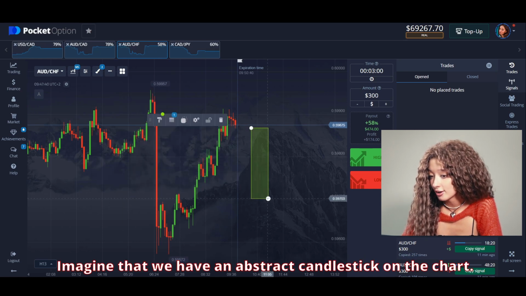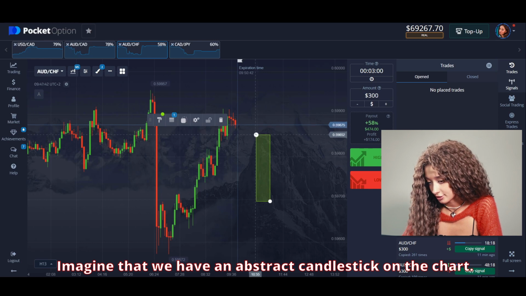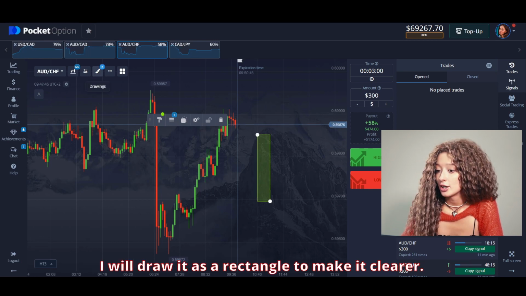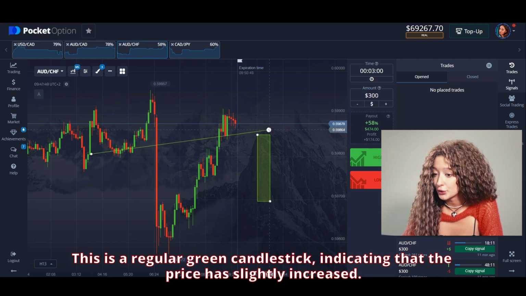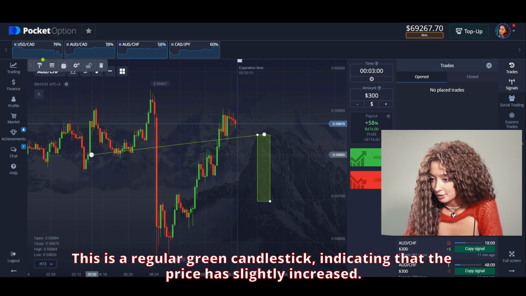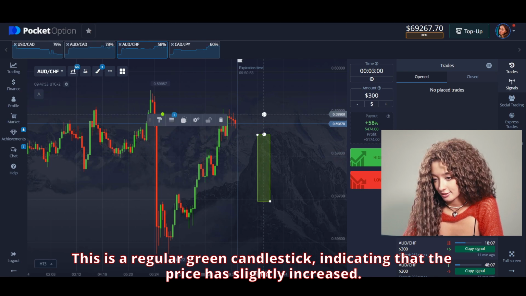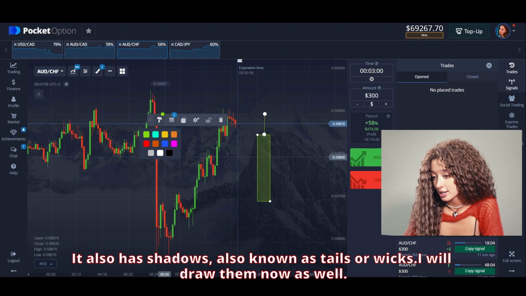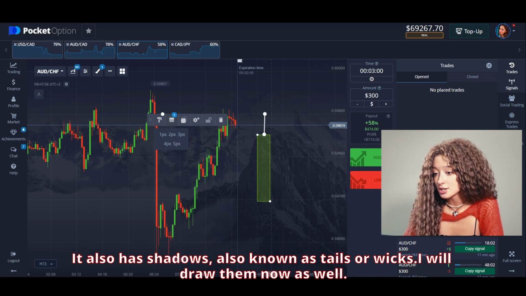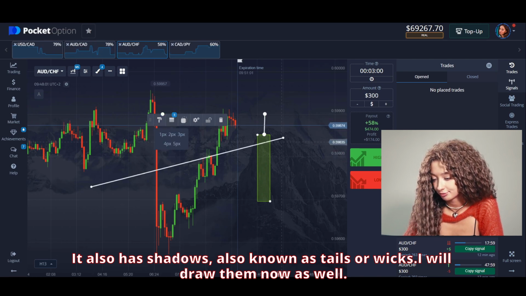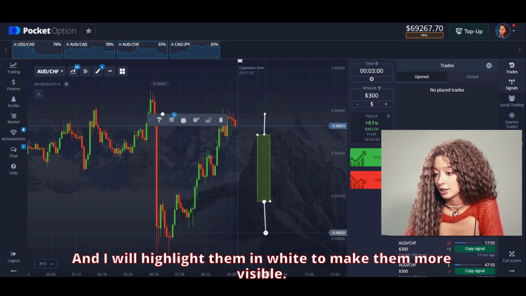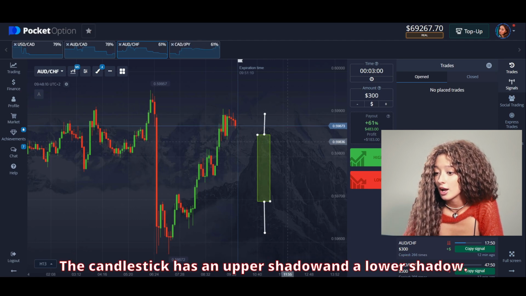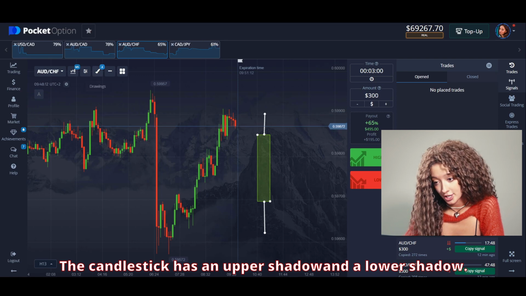Imagine that we have an abstract candlestick on the chart. I will draw it as a rectangle to make it clearer. This is a regular green candlestick indicating that the price has slightly increased. It also has shadows, also known as tails or wicks. I will draw them now as well, and highlight them in white to make them more visible. The candlestick has an upper shadow and a lower shadow.